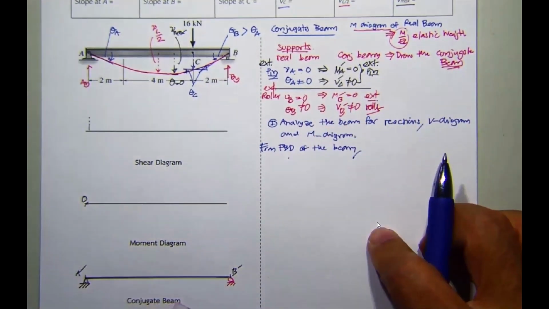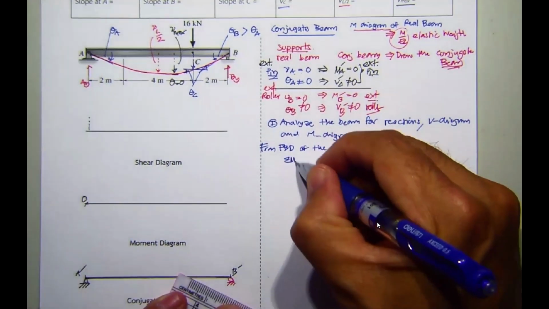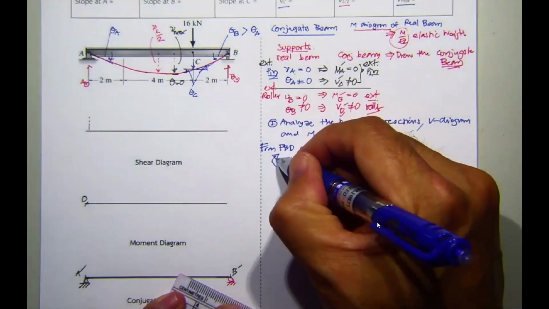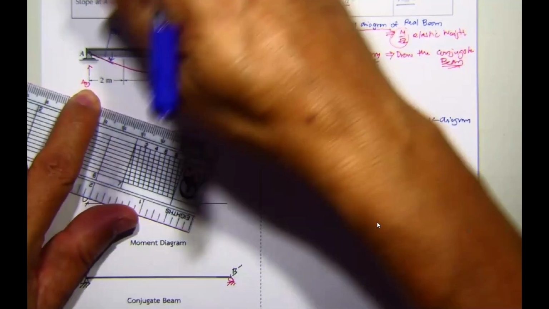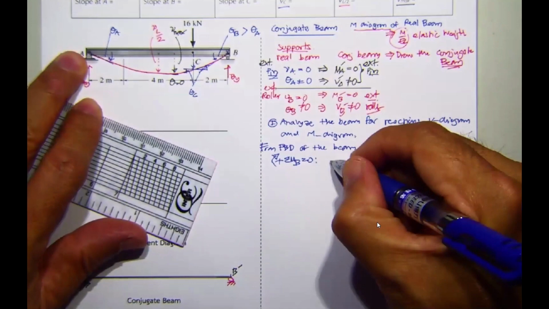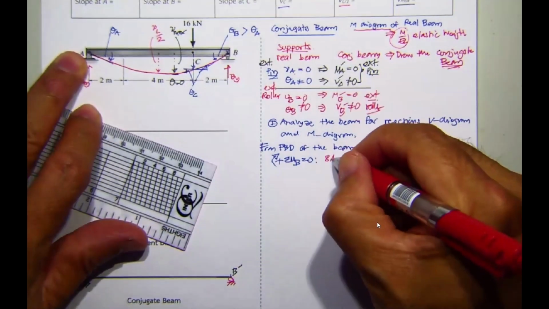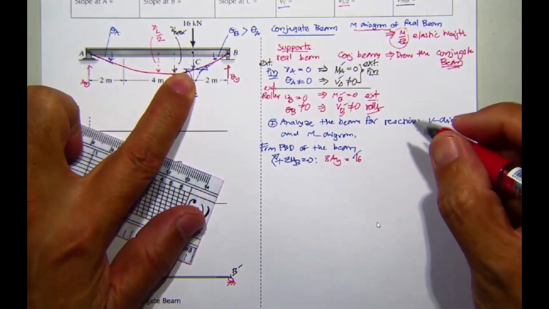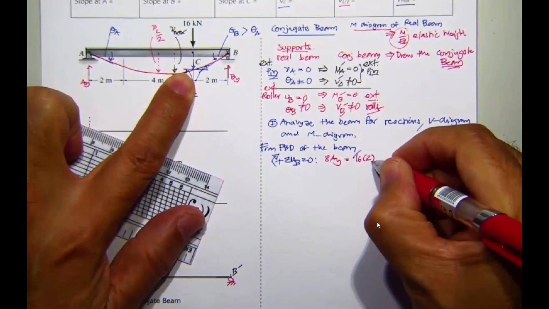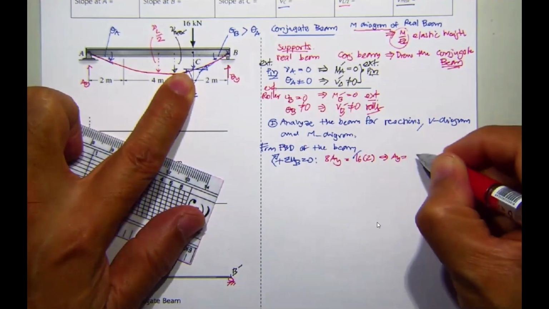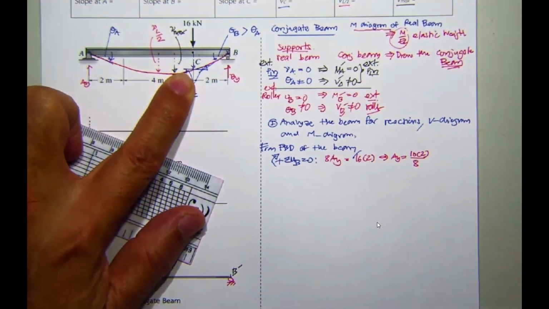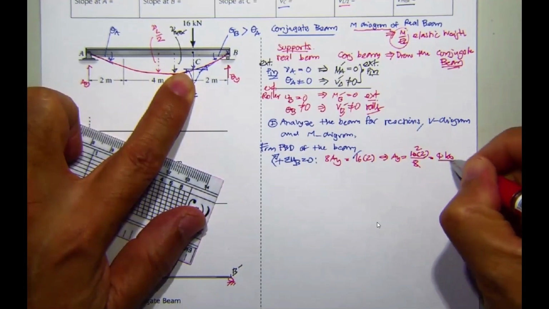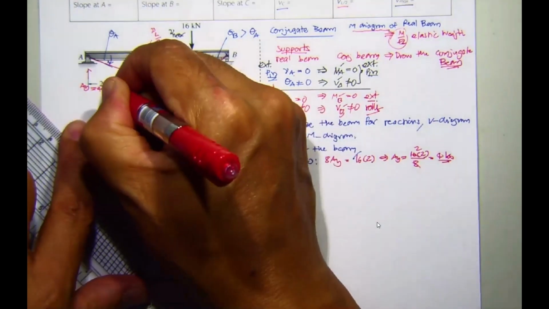You may set the summation of the moment at point B equal to 0. Then the rotation of A sub Y is counterclockwise. A sub Y times 8 equals 16 times 2. So A sub Y will be 16 times 2 divided by 8, which is going to be 4 kilonewton.